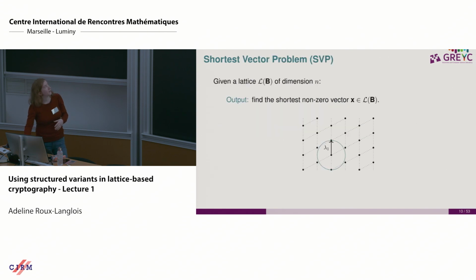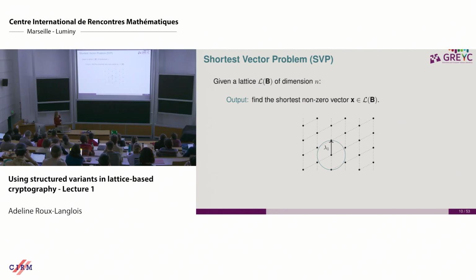So that's the first algorithmic problem on lattices: the shortest vector problem. I give you a basis of a lattice. Can you find the shortest non-zero vector of this lattice? If I show you a picture like that in dimension 2, of course you can find it. It's very easy, even with a very bad basis. But now you have to imagine this problem in higher dimension, like 200, 500, 1000.